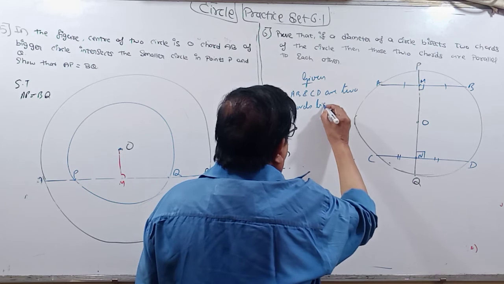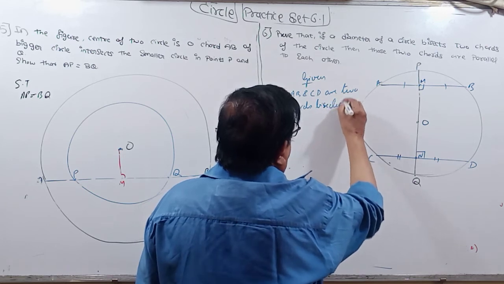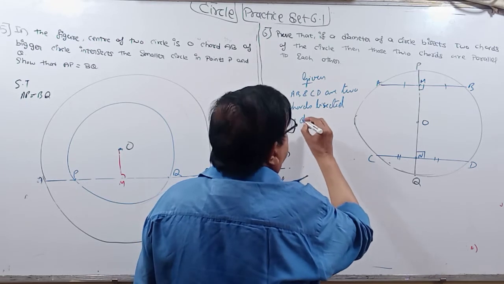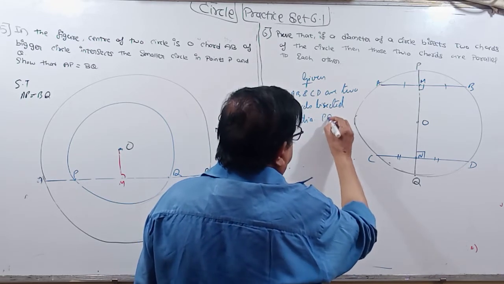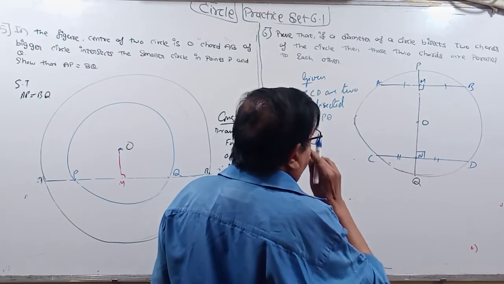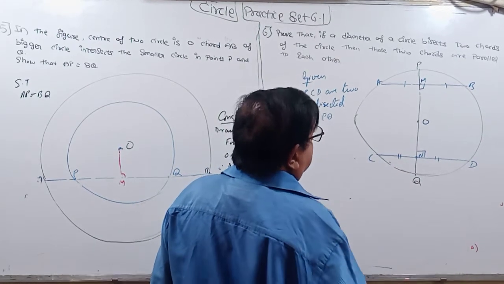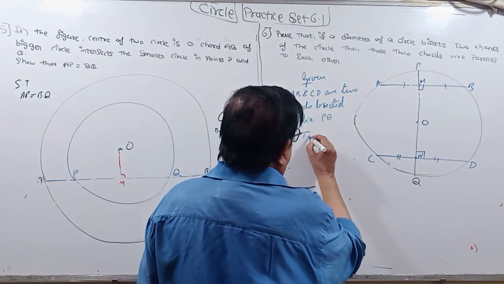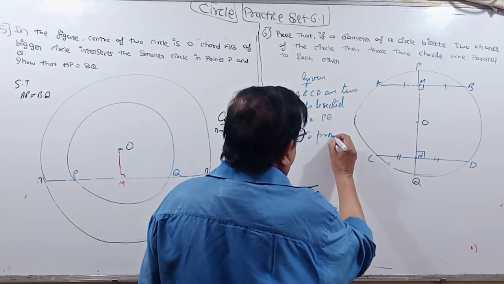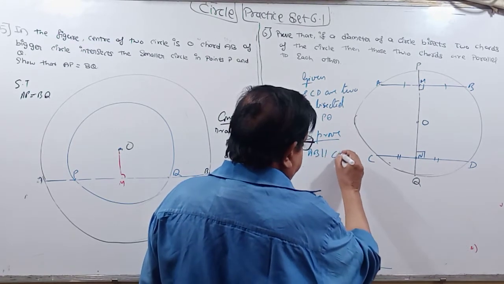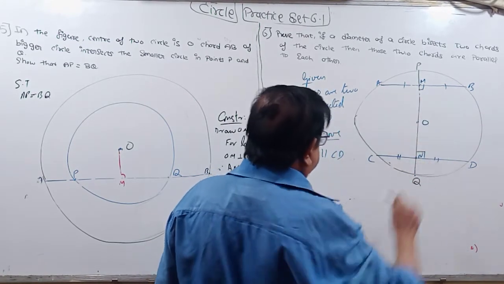Bisected by diameter PQ. These two chords are bisected by diameter PQ. We have to prove AB parallel to CD.